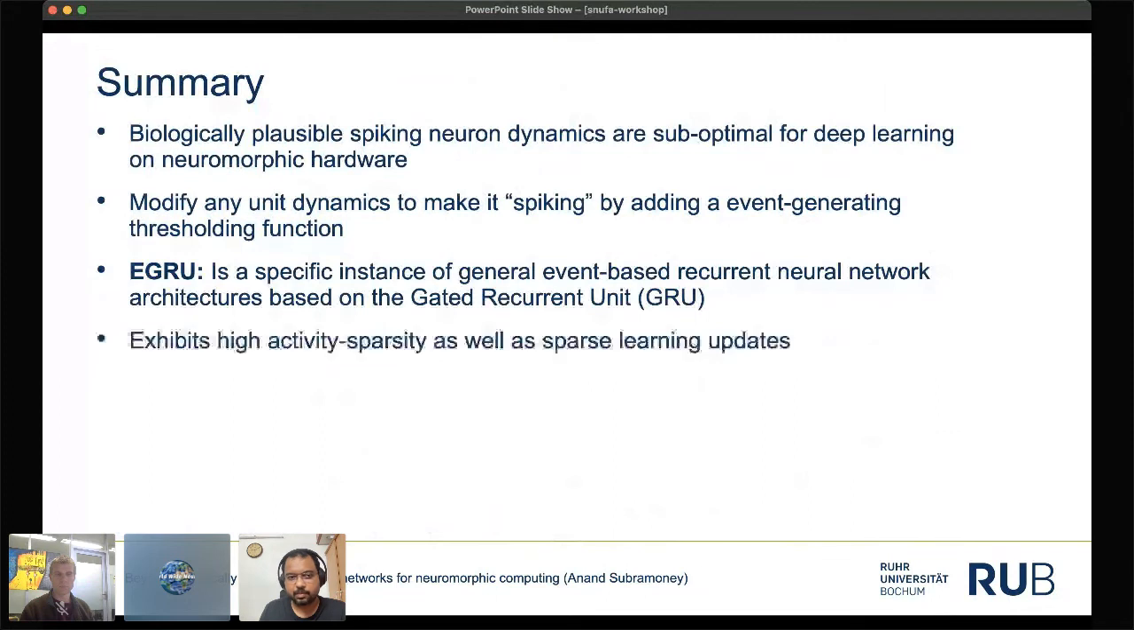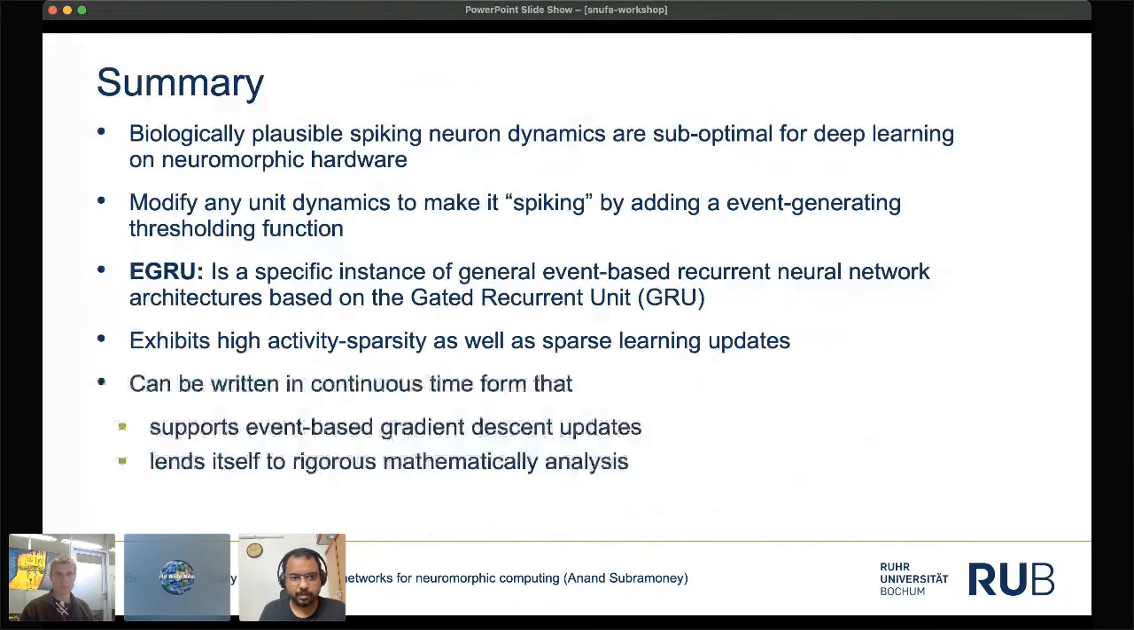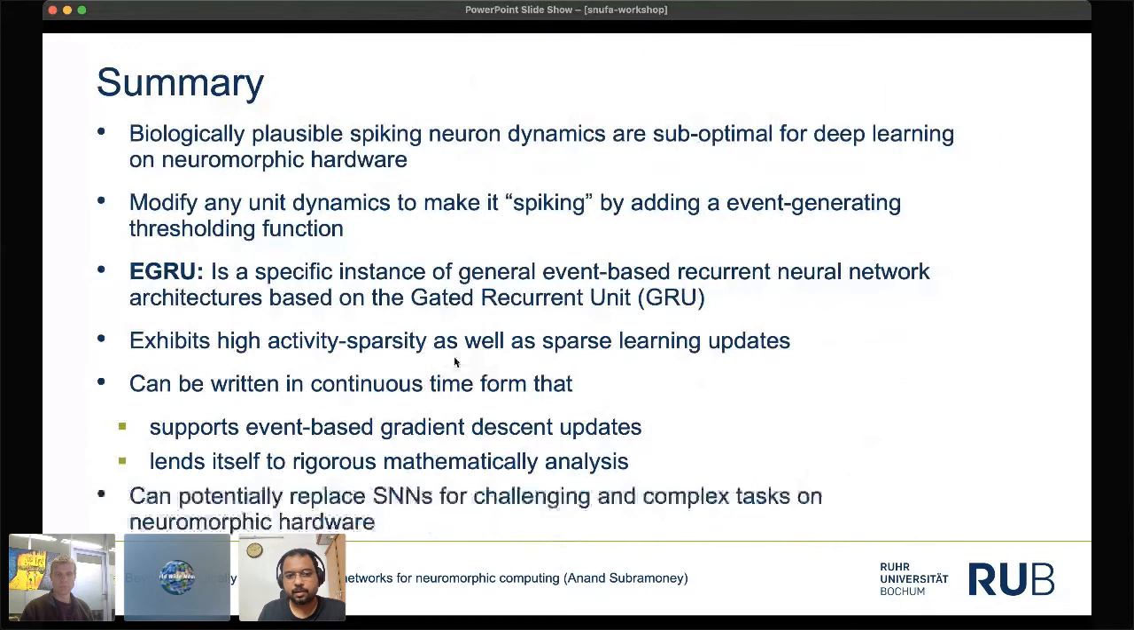So this EGRU exhibits very high activity sparsity as well as sparse learning updates, and it can be written in a continuous time form that supports event-based gradient descent updates, and you can do rigorous mathematical analysis. For example, you can look at whether it has a vanishing gradient problem or not, and so on. And it can potentially replace spiking neural networks for challenging and complex tasks on neuromorphic hardware.